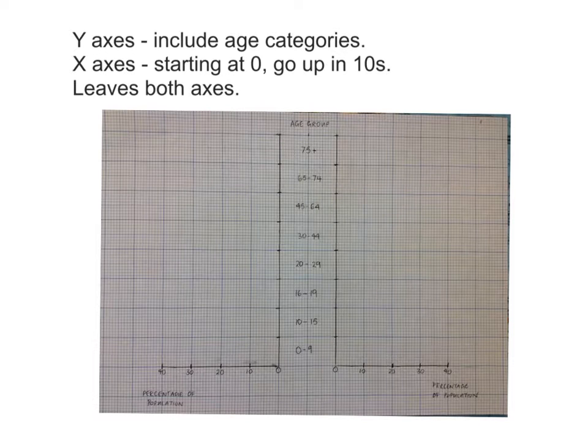After that you're then ready to write in the age groups, so they go down the central part of your pyramid, so starting at 0 to 9, 10 to 15, 16 to 19 and so on. Not forgetting to put the heading age group, and then along the bottom you're going up in tens, so 10, 20, 30, 40, and that's your percentage of population, and it's the same on both axes.